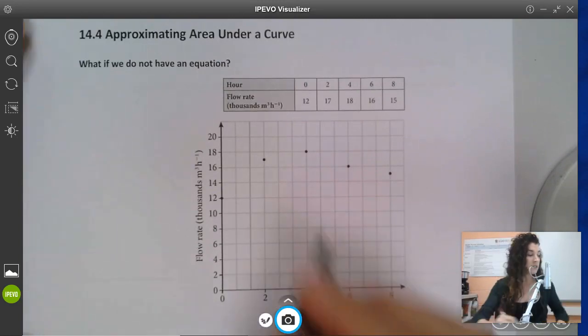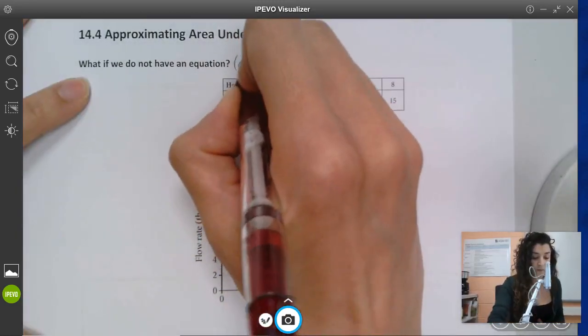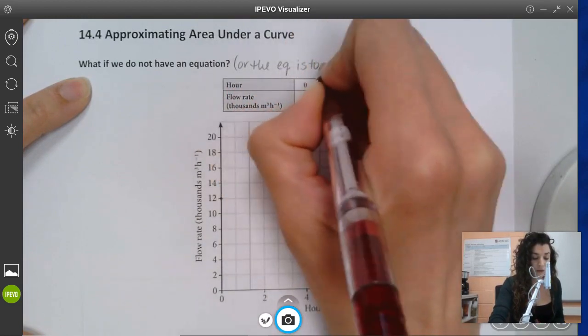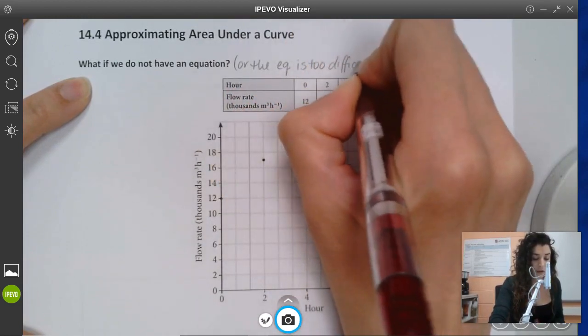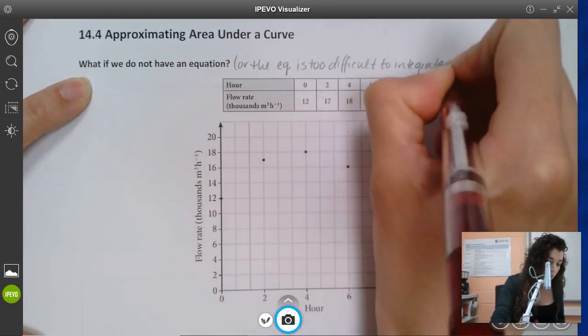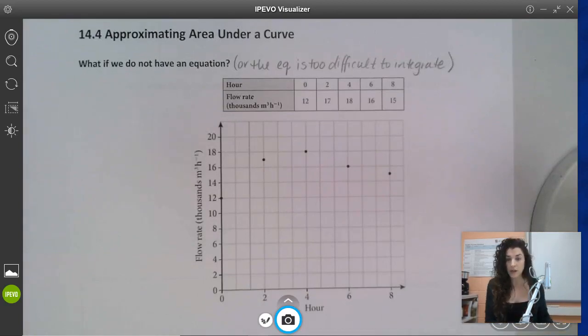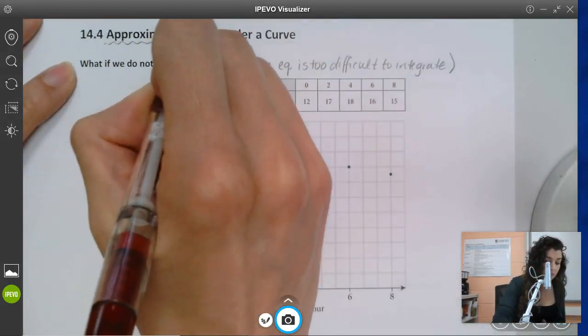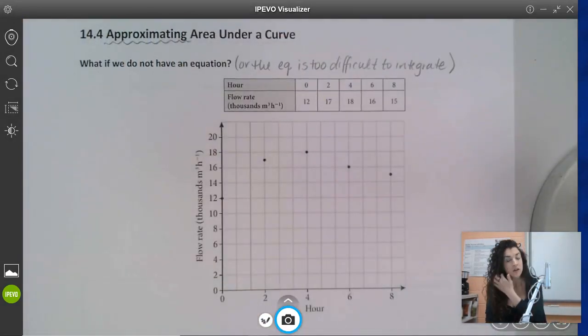We can also use this if the equation is too difficult. So if the equation is too difficult to integrate, a little more complicated of a process, then we can use this as a way to break it down. And again, I want to put even further emphasis on this: it is an approximation of the area underneath the curve. We're going to try and get as close as we can, but it's definitely not the exact area underneath the curve.